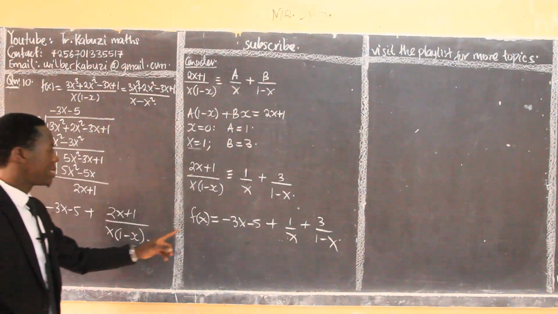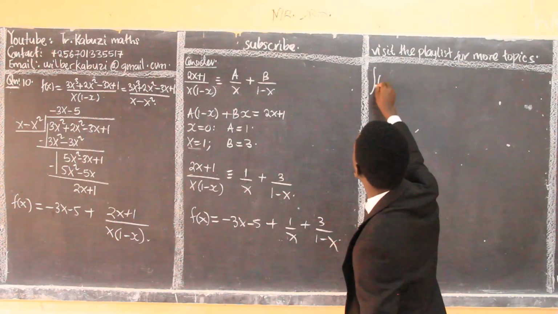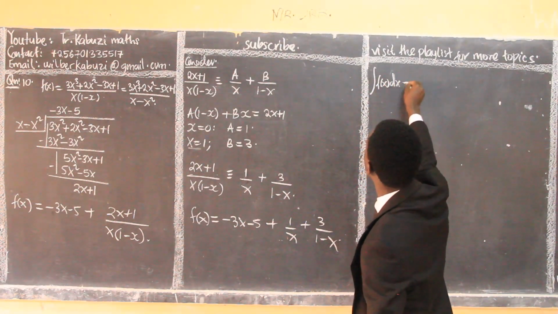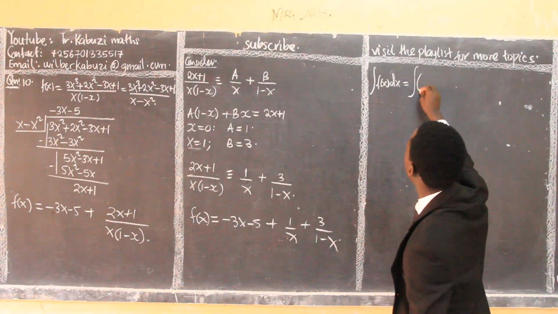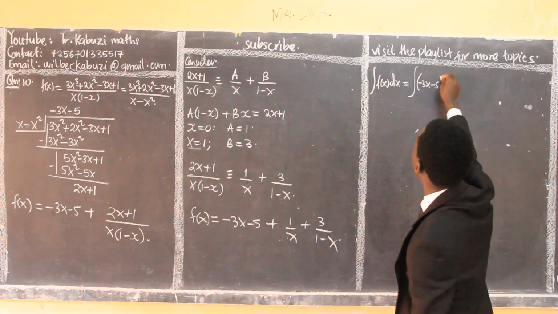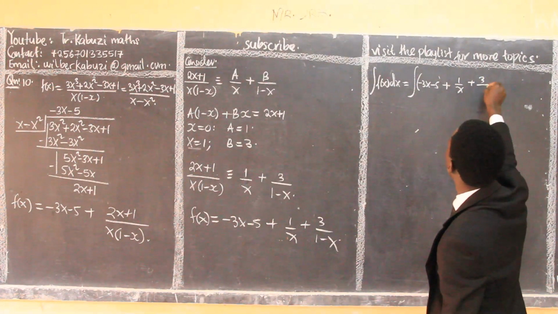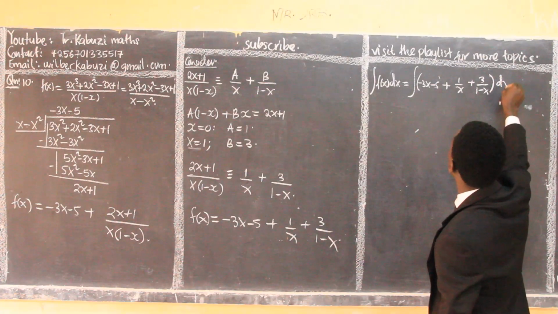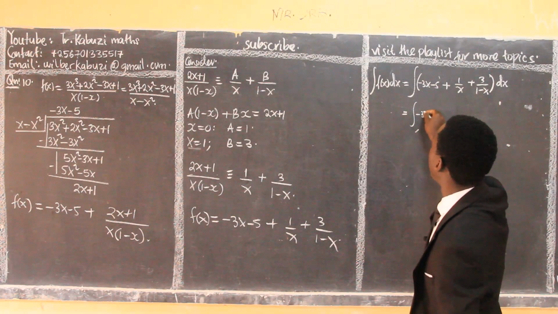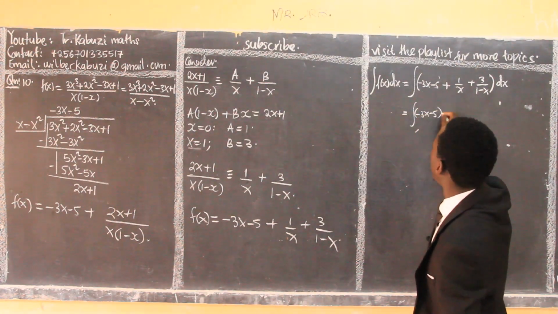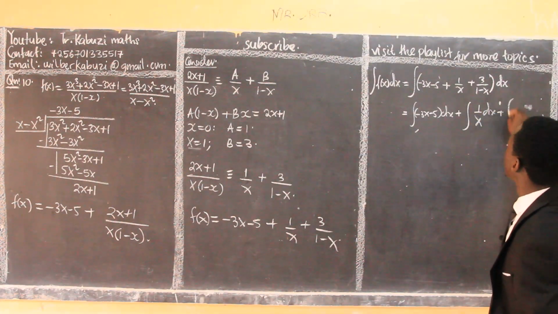So after doing that, we come to the next part. They are telling us that, hence integrate this. So to integrate that, I'm just going to say the integral of the function f of x with respect to x. Now I'm going to have also the integral of the whole thing there, minus 3x minus 5 plus 1 over x plus 3 over 1 minus x dx, which I can ably separate for you to be able to see well. Minus 3x minus 5 dx plus the other dx.